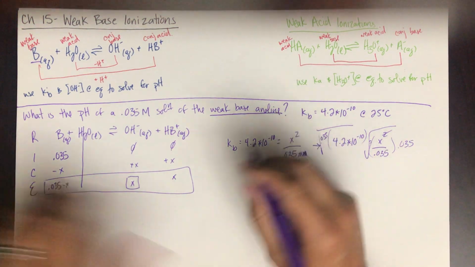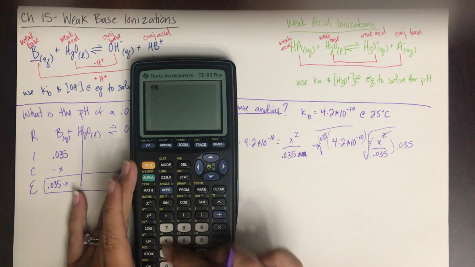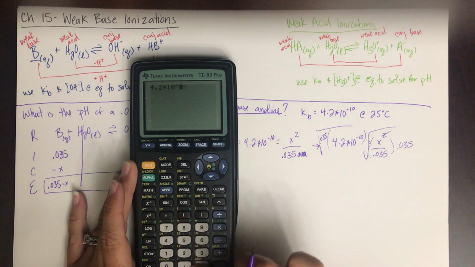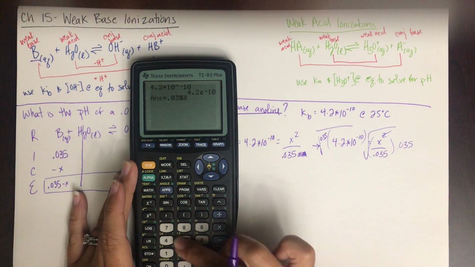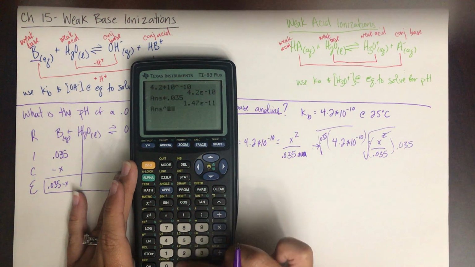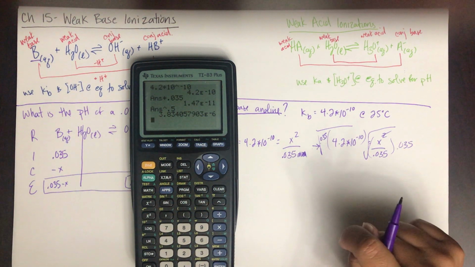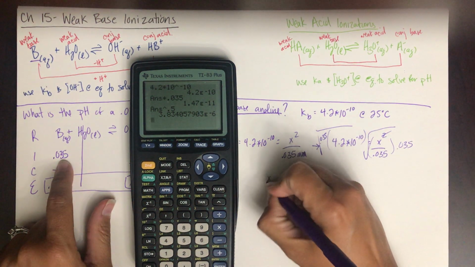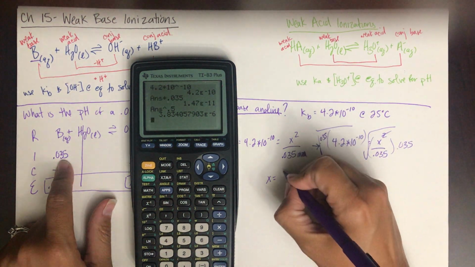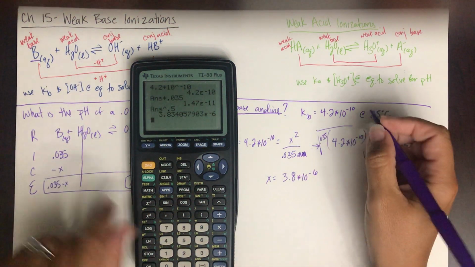When you do that, 4.2 times 10 to the negative 10th times 0.035, the square root is, with two significant figures, because my initial concentration has two significant figures, x equals 3.8 times 10 to the negative 6th.